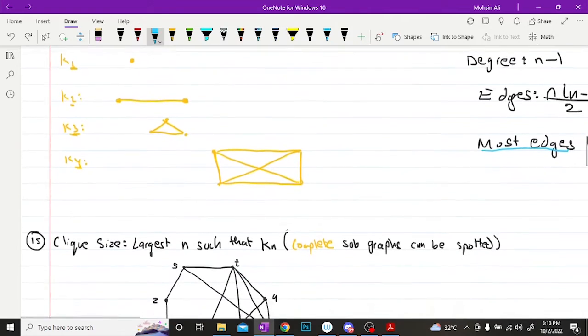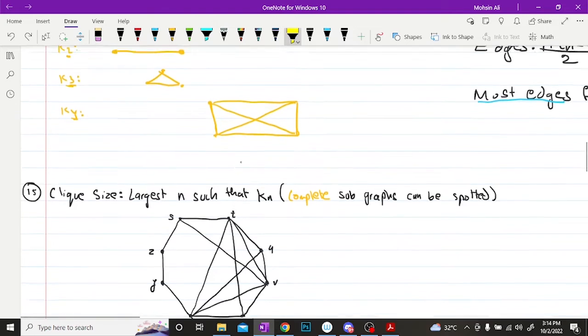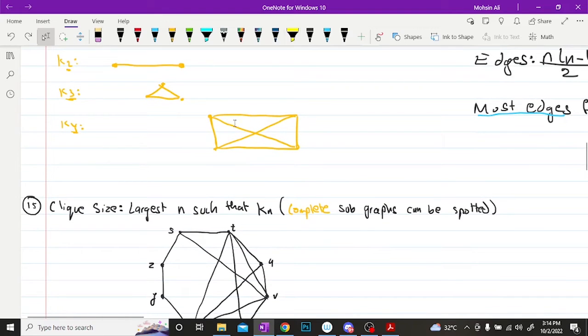Now let's take a look at what the clique size is. The clique size is the largest n such that Kn is a complete subgraph that can be spotted. So basically, what I'm trying to say is that it is going to be a complete subgraph. What are subgraphs? Subgraphs have been covered in another video, so you can check out that video to understand what a subgraph is. It will not be covered in this video, but basically we are going to be creating a complete graph, and we just discussed that a complete graph is a graph in which every single vertex is connected to every other vertex.